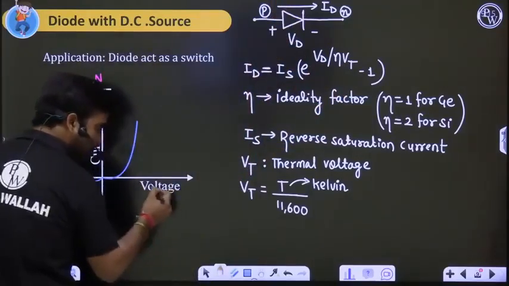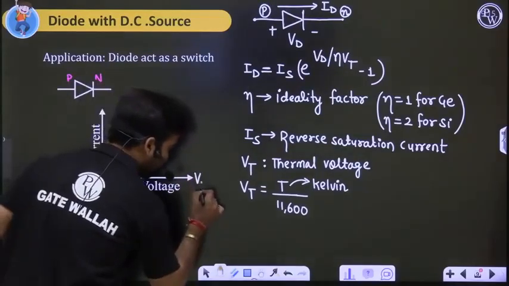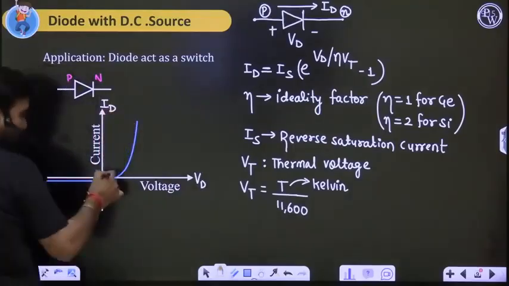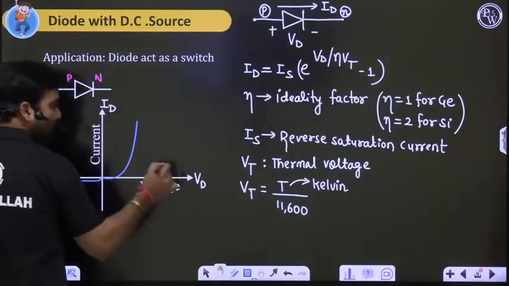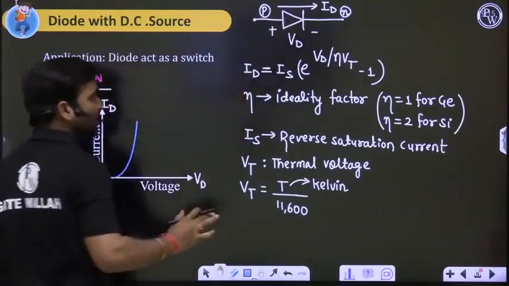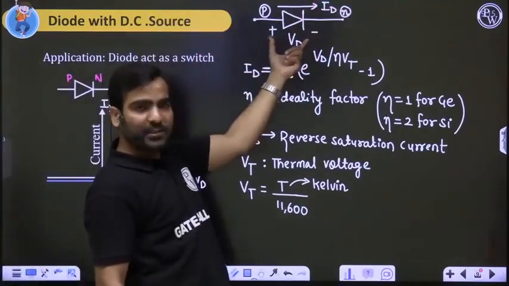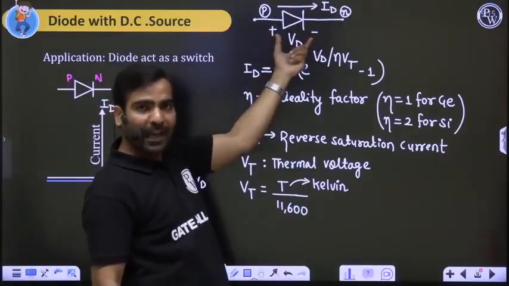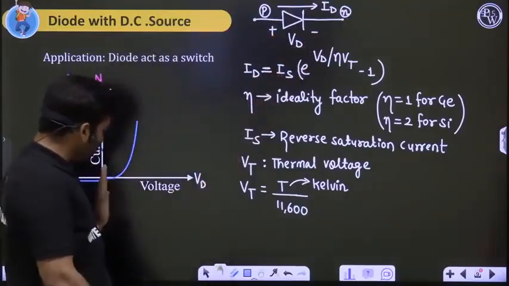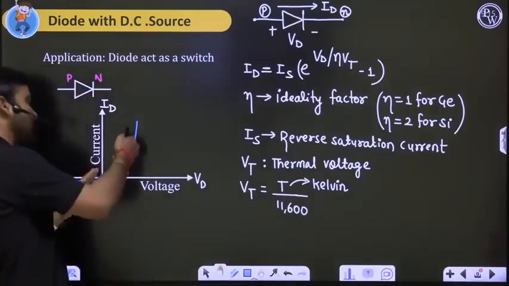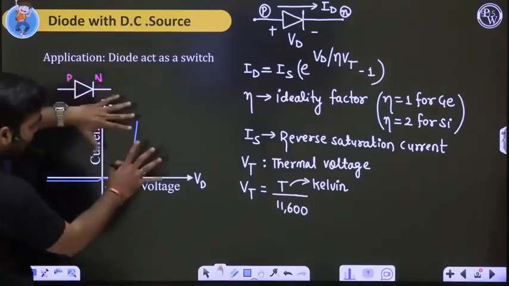So Vd is the voltage. So this is your Vd, diode voltage, and this is your diode current id. So id is increasing exponentially with Vd. As Vd is increasing, id is increasing, or we can say as current is increasing, we are measuring this voltage Vd across the diode with the help of a multimeter. This voltage is increasing slowly, but current is increasing exponentially. So this is the relationship.